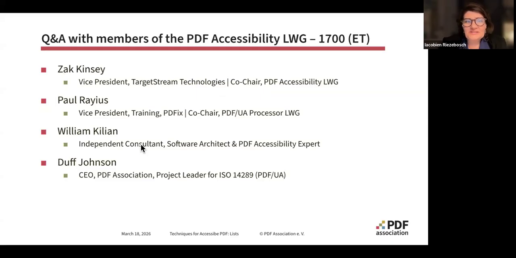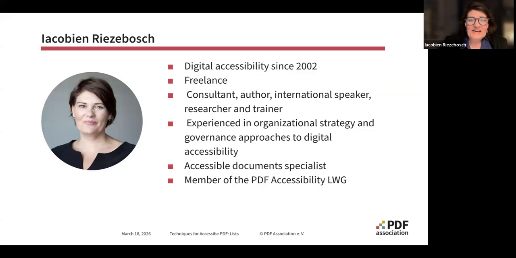The members of the panel already introduced themselves: Zach Kinsey, Paul Reyes, William Killian, and Jeff Johnson. And I said I would introduce myself with the sheet. Well, my name is Jacobien Riesebos. I've been in digital accessibility since 2002. I work as a freelance consultant, author, international speaker, researcher, and trainer. I'm experienced in organizational strategy and governance approaches to digital accessibility. And I'm an accessible document specialist and a member of the PDF Accessibility Liaison Working Group.